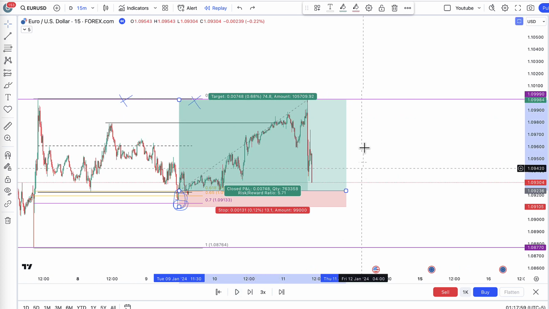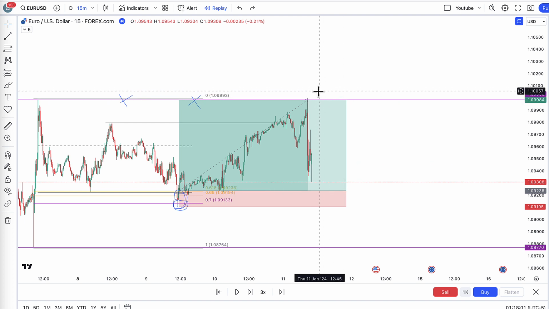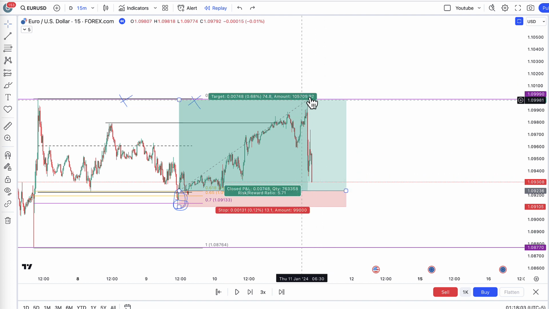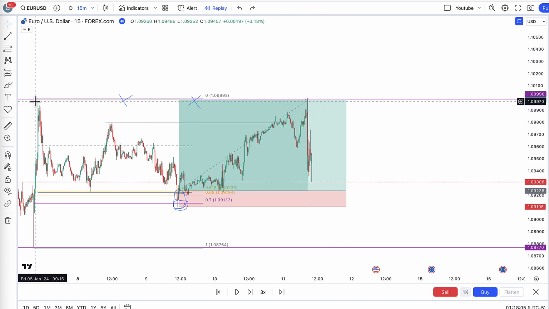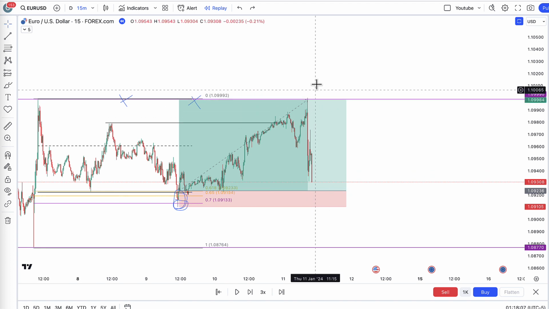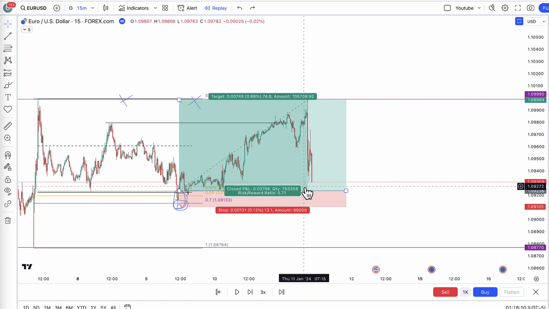And there we go. So you can see it just wicked above here. You can see very slightly. So it hit the trade target. It just wicked above this high ever so slightly. That was the technical objective. And this was the CPI data. So on that news, it wicked up very quickly and then completely dropped.